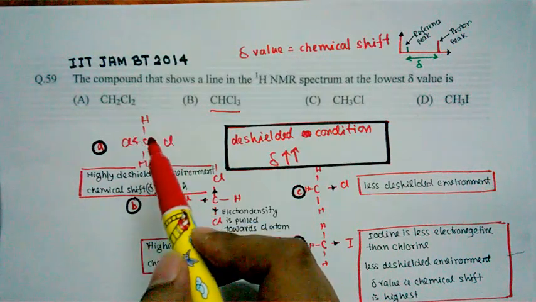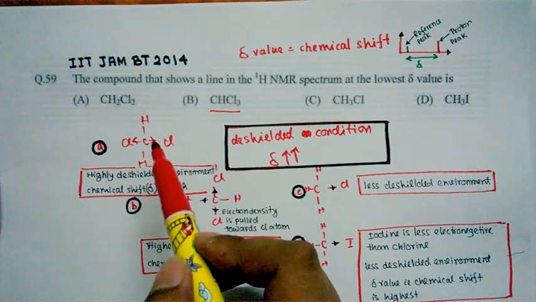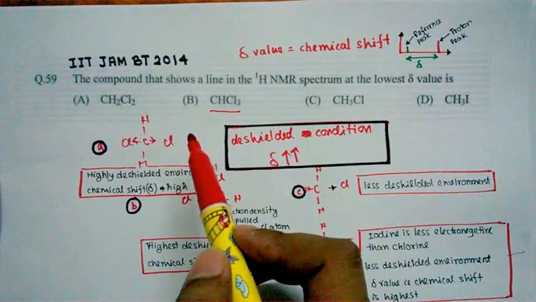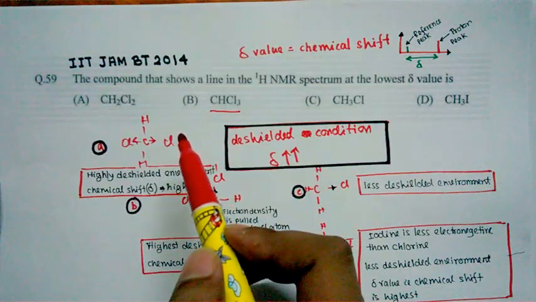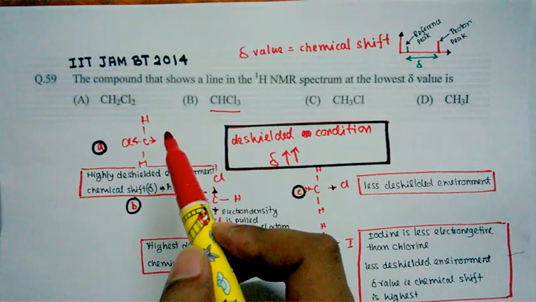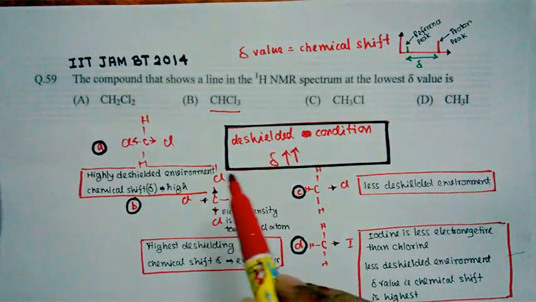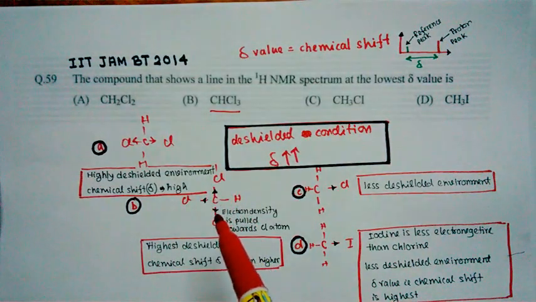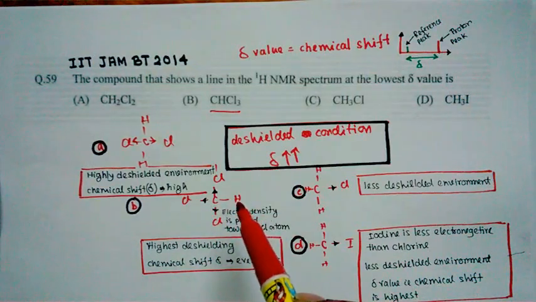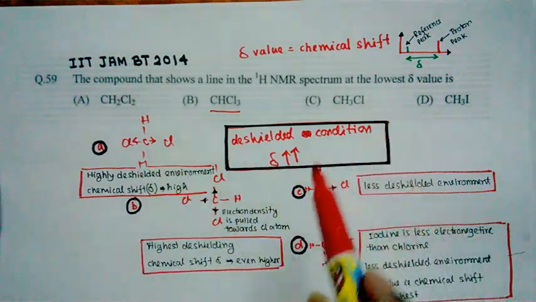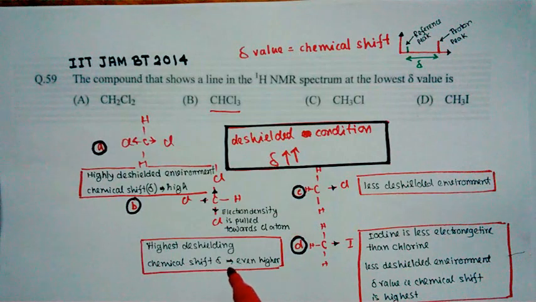When there is a high de-shielded environment, as a rule of thumb we can remember that the delta value, that means the chemical shift, would be very high, because those peaks would be downfield towards the TMS reference. Now if we analyze the second compound, there are 3 chlorine atoms, so the electron density is even more pulled towards them. So around this hydrogen there is the highest de-shielded environment among these 4 compounds. So here the delta value, that means the chemical shift, would be even higher.